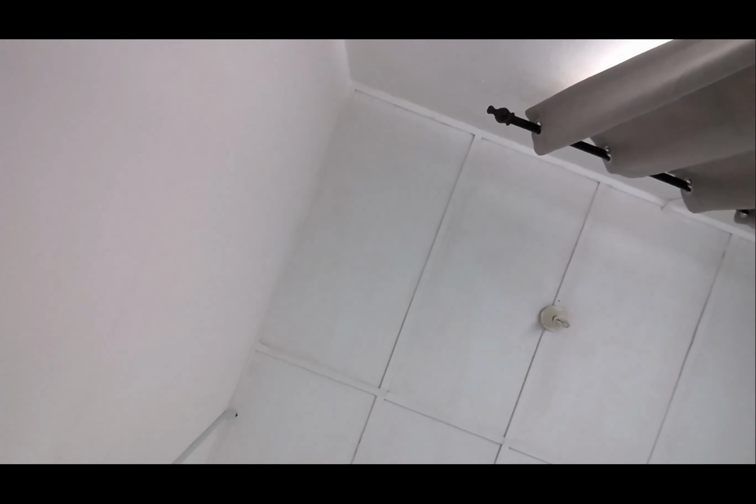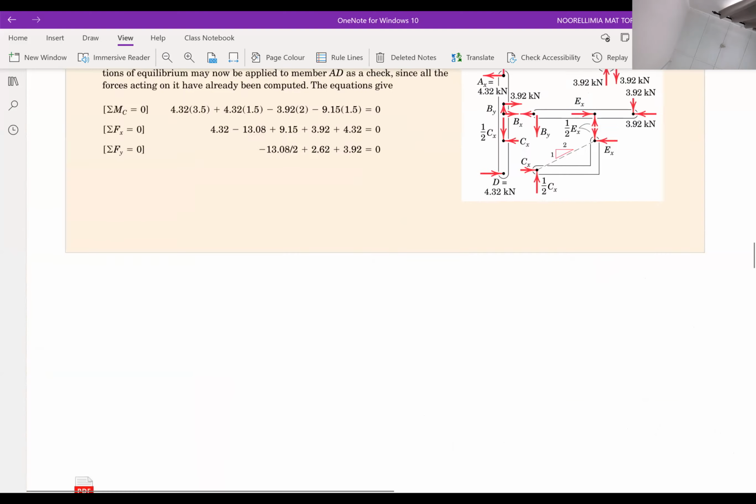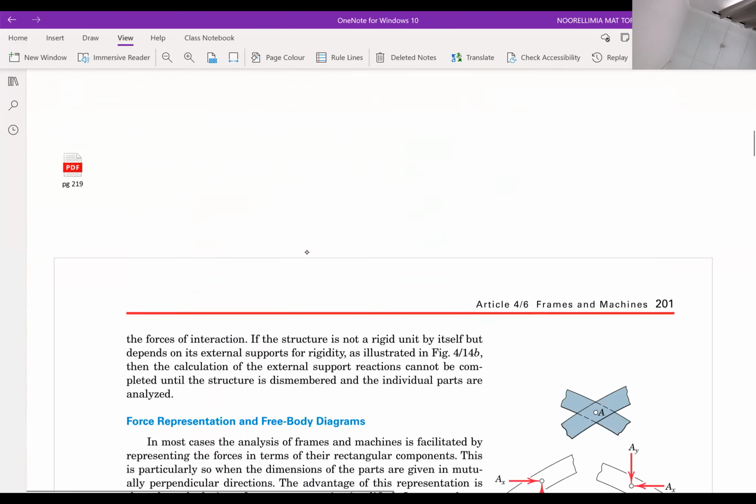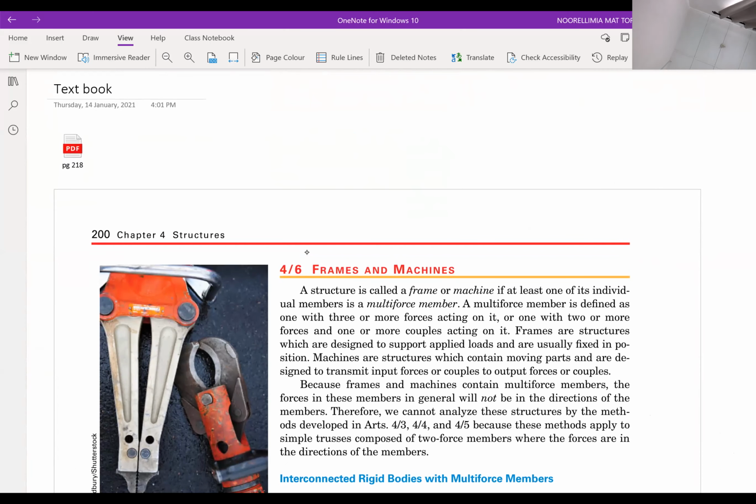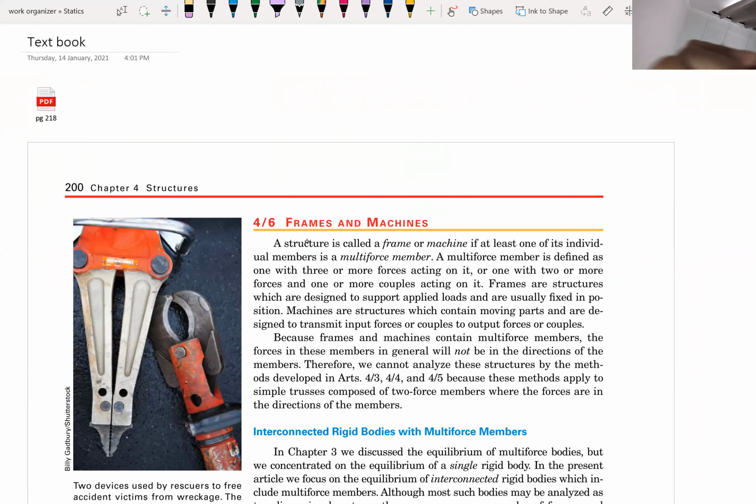Okay, so today we will continue with the subtopic of structures, which is frames and machines. So this is the subtopic: frames and machines under structures.